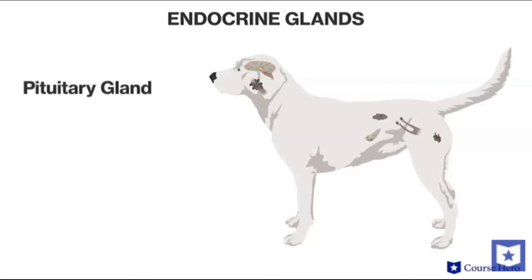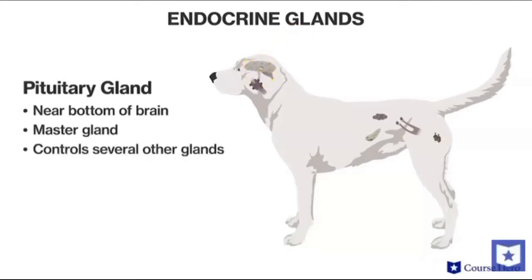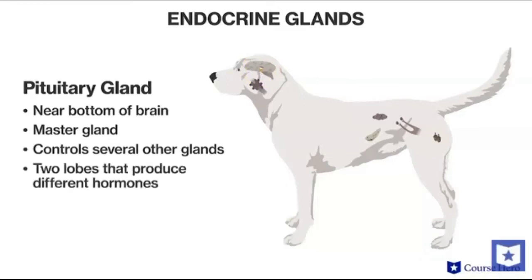The pituitary gland is located near the bottom of the brain and is often called the master gland because its hormones control several other endocrine glands. It consists of 2 lobes, each producing different hormones. One such hormone is growth hormone, which aids in the development and growth.